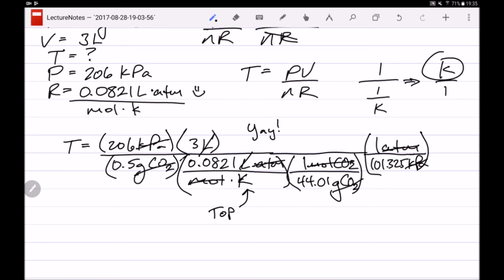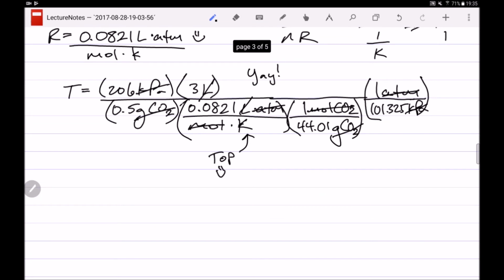So bottom of the bottom is actually on top. And we'll use extra smiley faces because people are intimidated by fractions. So temperature equals 206 times 3 divided by 0.5 divided by 0.0821, and then 44.01 is on the bottom of the bottom, which puts it on top, so we'll multiply by 44.01, and then we'll divide by 101.325 because it's on the top of the bottom, which is the bottom. So the temperature comes out to be 6,539 Kelvin, paying absolutely no attention to sig figs whatsoever.